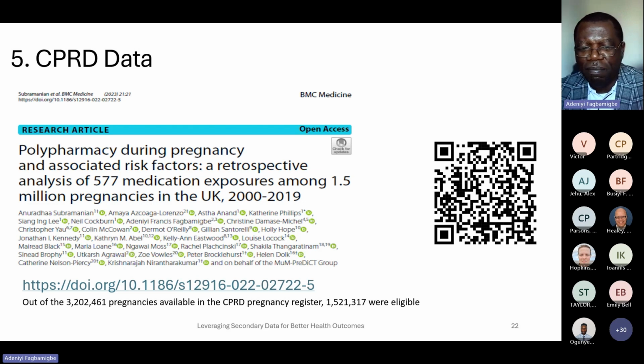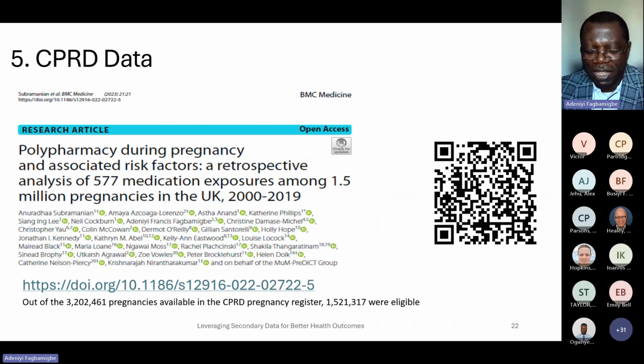It's a very large database in England that one can leverage as secondary data. Here as well, we look at polypharmacy. Polypharmacy is having multiple medications during pregnancy and the factors associated with them. Here we explore 577 different types of medications among 1.5 million pregnancies within the UK.